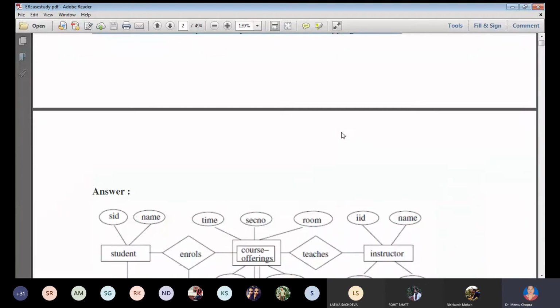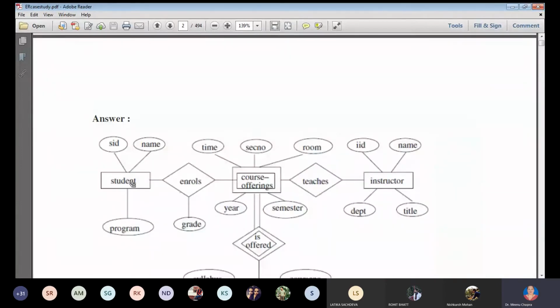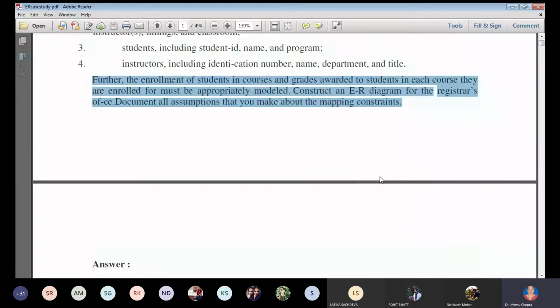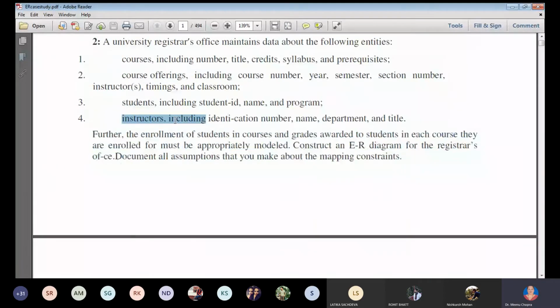Yes. Now this is the case study. First is the student entity. Student has a student ID, name, and program. Similarly, there is one weak entity, course offering. One is the entity instructor. It is given here. Instructor has these attributes. Fine. There is one weak entity here.